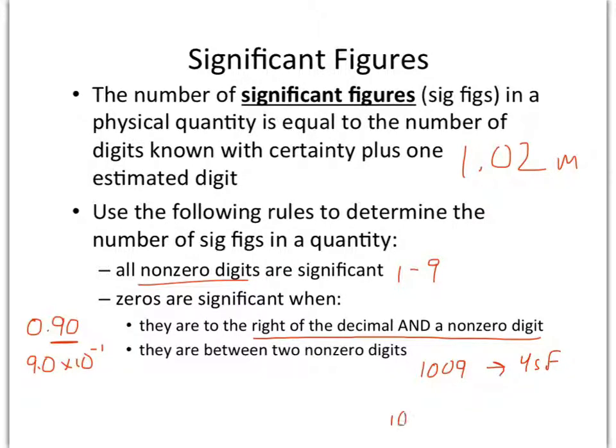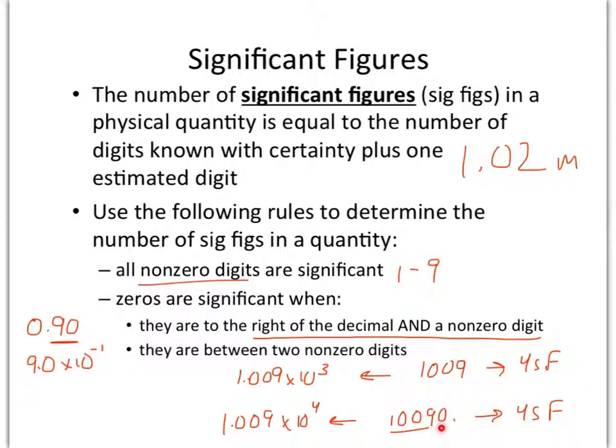What about this? 10090. Imagine your decimal point right there. This last 0 is not significant because it's just a placeholder. This still just has 4 significant figures. Why? Well, if we were to write these in scientific notation, this would be 1.009 times 10 to the, what is it? 3rd power. Okay? This down below would be 1.009 times 10 to the 4th. All right? 4 right there.